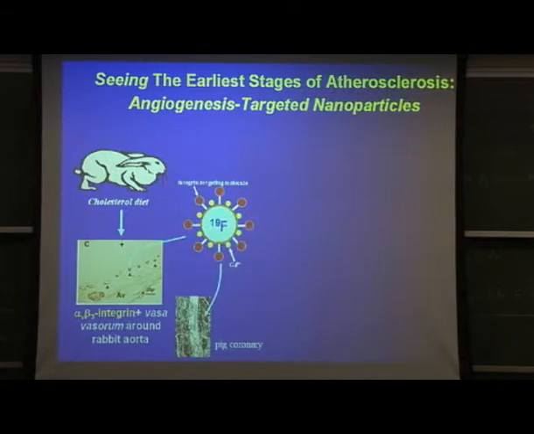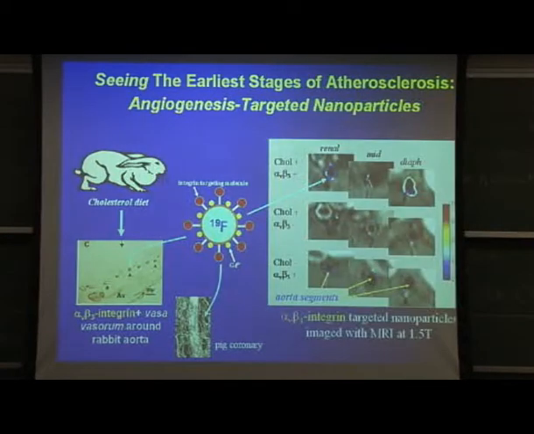So if you target these things now to the vessels, here or here, you target them now with an integrin targeting molecule. So you put on something that'll bind to alpha V beta 3 integrins, never mind what it is. In our case, it just happens to be a chemical. So it'll go bind to these things, and then you can make a picture of that. If you put gadolinium on it, you can make a picture with MR. So these are angiogenesis targeted nanoparticles imaged with MR.